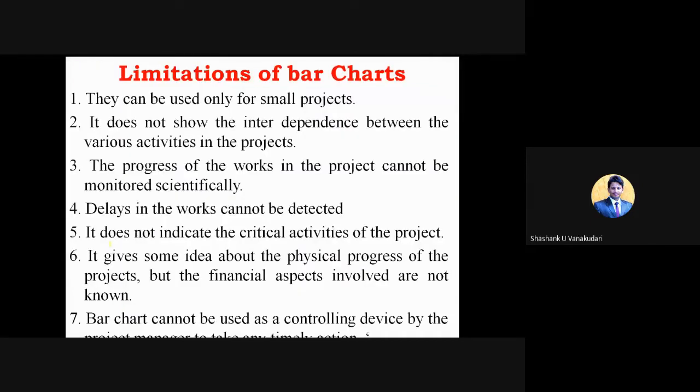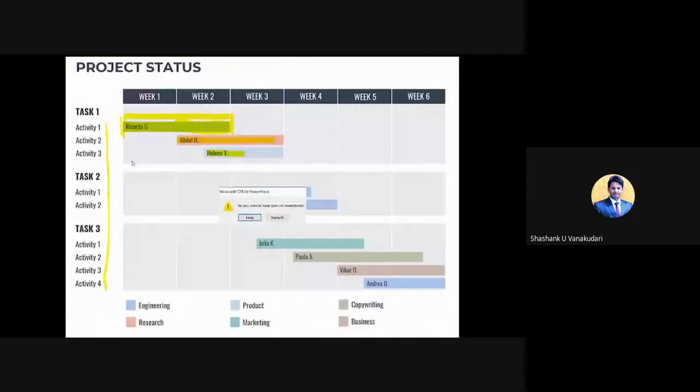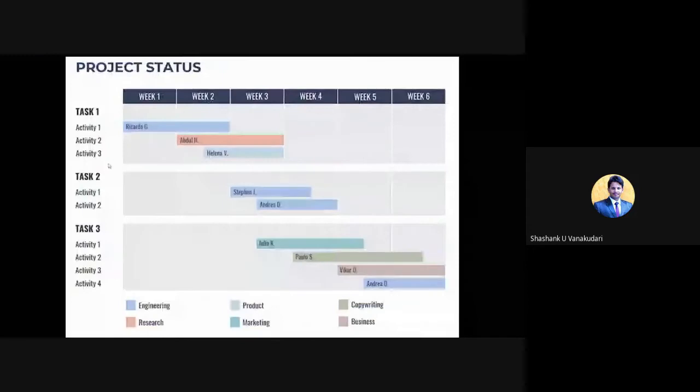And these are the limitations of bar charts. It has certain limitations, such as it can be used only for small projects, because when the number of activities is very small, then we can use this. When the number of activities is very small, that time we can prefer this Gantt chart.